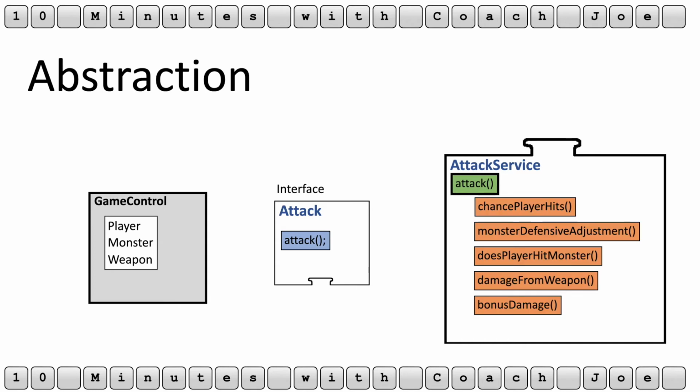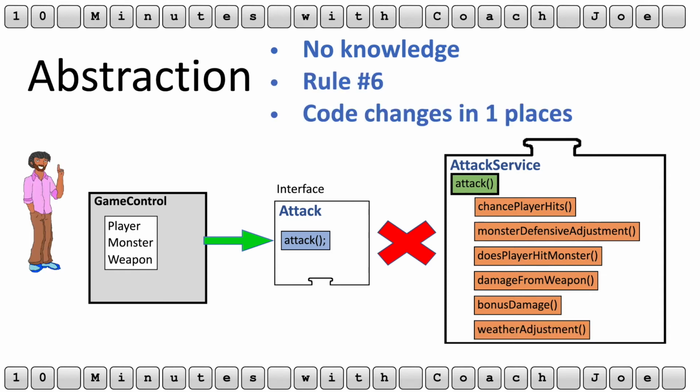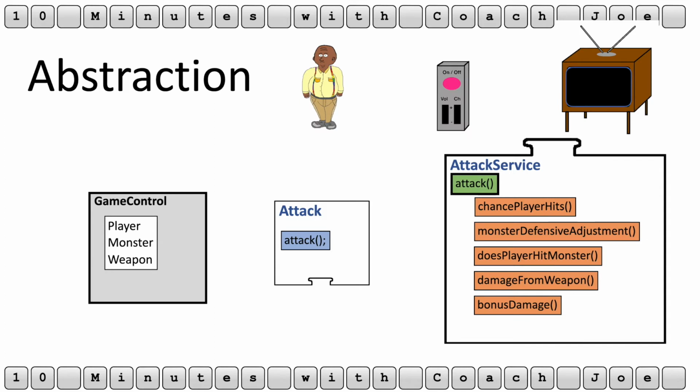The attack method will call all the needed methods to process the attack. In the Game Control class, the only line of code needed is to call the attack method. Now the Game Control class has no knowledge of the attack process. It is doing one thing, and does not require a code change if the attack process is altered. This is abstraction. It is a concept, idea, or strategy used to make a simple thing represent a complex thing.